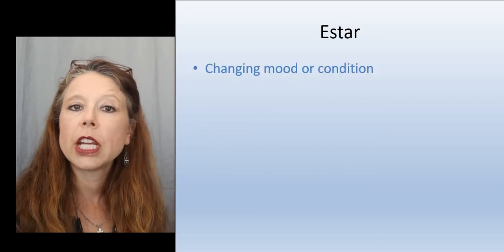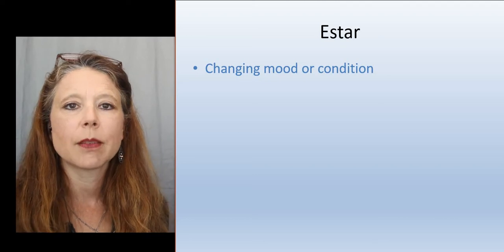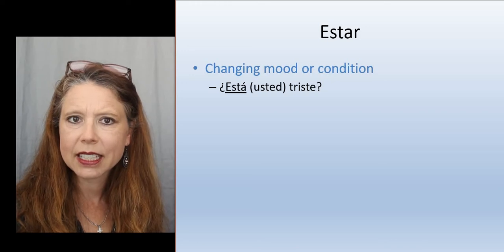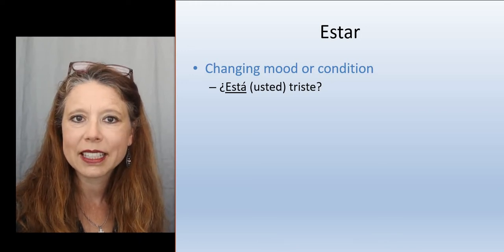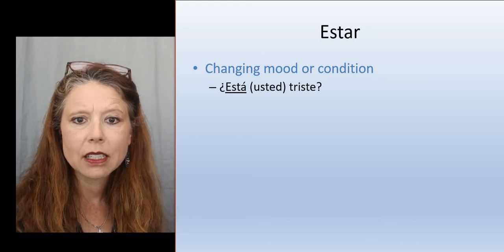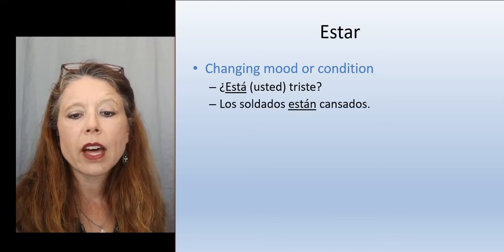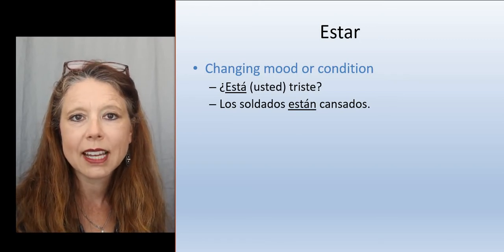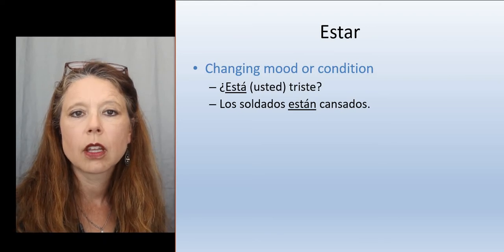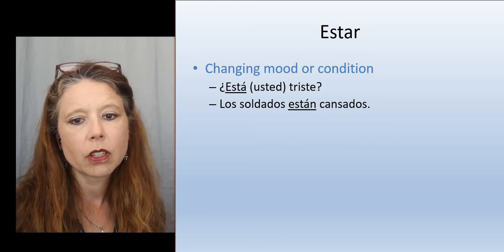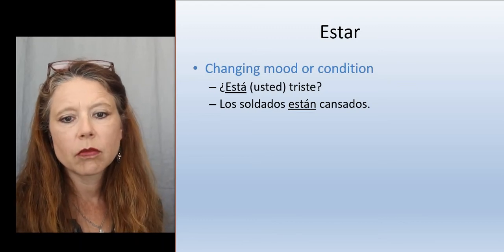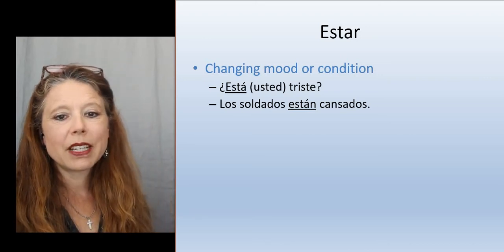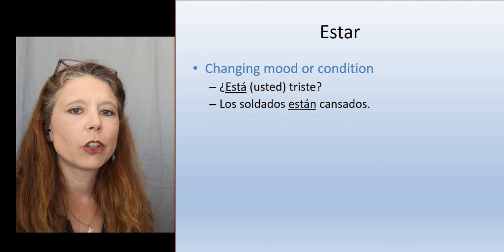We also mentioned changing mood or condition. So let's look at some examples there. ¿Está usted triste? Are you sad? Los soldados están cansados. The soldiers are tired. These things could change. You're not always sad. The soldiers aren't always tired. But it's changing mood or condition, so we use the verb estar.